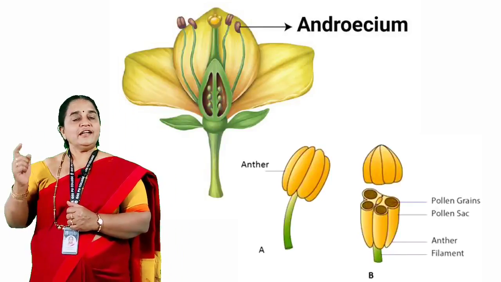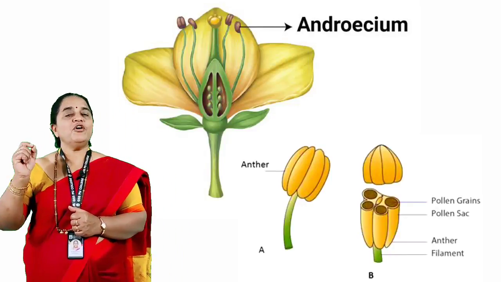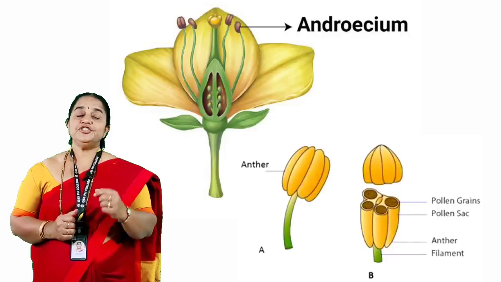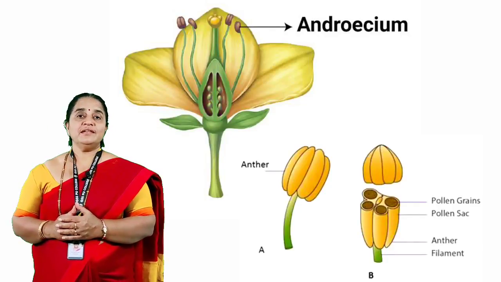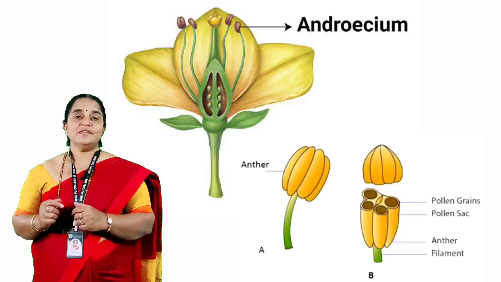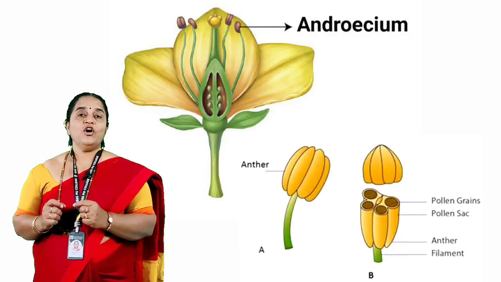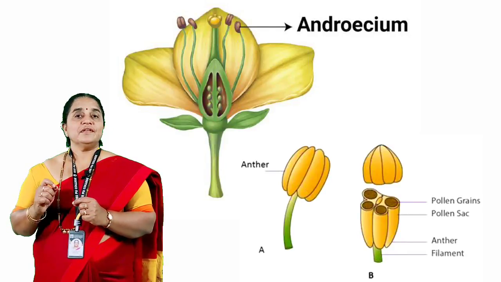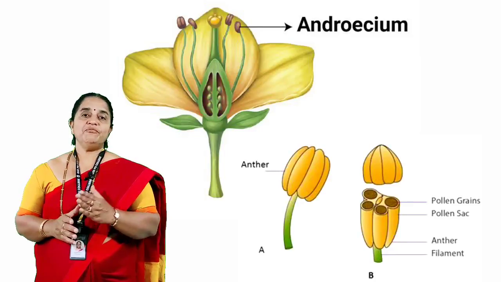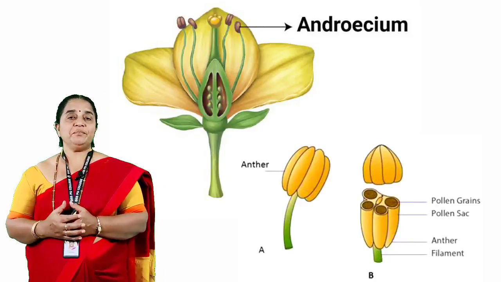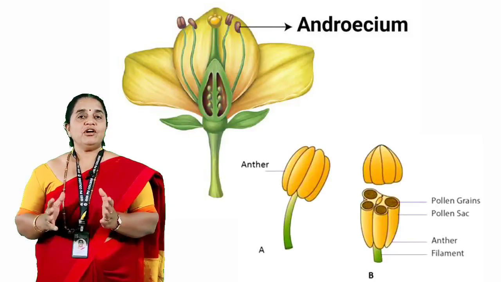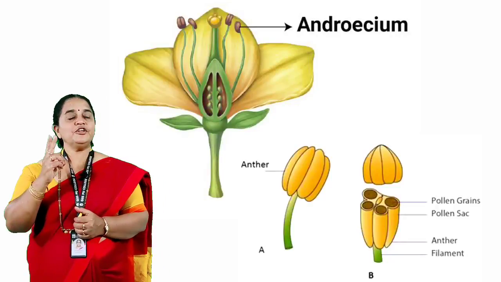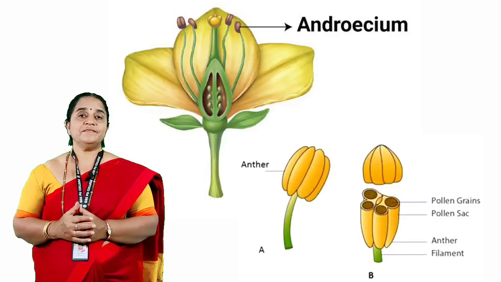Anther is connected to the filament by a small connective. The shape of the anther may be arrowhead-like, dumbbell-like, or like a needle. Shape varies. It may be kidney shaped or bean shaped. Whatever the shape is, there are basically two groups in anther.